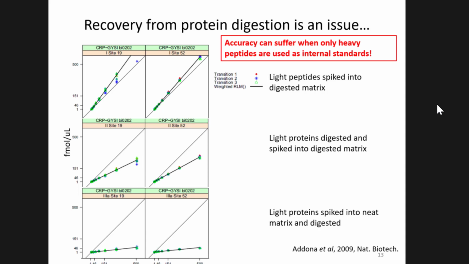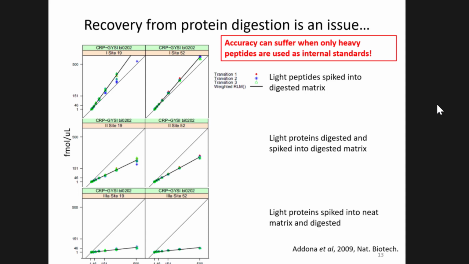And then the last experiment was neat plasma, with the light protein spiked in. The denaturation, reduction, alkylation process occurred, and the heavy peptide standards were spiked in at the end, again at a fixed concentration. And in this case, the protein concentration, again, was supposed to be increasing, much like experiment 2. These are plotted on a log scale so that we can see what's going on down at the low concentration. This diagonal straight line is the y equals x regression. Each different color is a different transition. 3 transitions were monitored per peptide, again in triplicate.